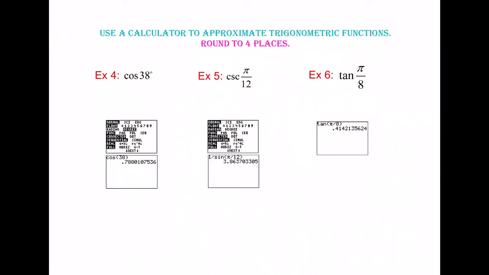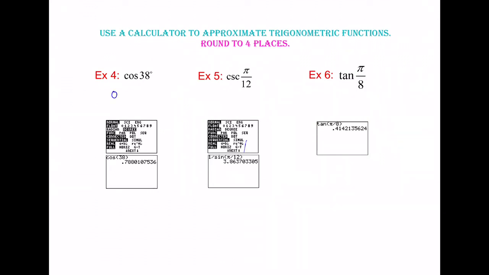The last thing that we're going to be doing is using a calculator to approximate trig functions. We're going to round to 4 places. On cosine of 38 degrees, before you type that in your calculator, you want to go to mode on your calculator, and you'll see that first screenshot there, and go down and make sure you're in degrees. Once you're in degrees, just press cosine 38 and then hit enter.